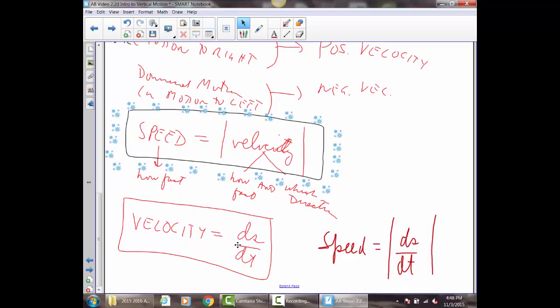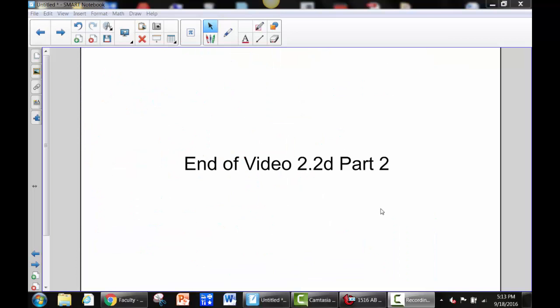So the velocity is the rate of change or the derivative of the position with respect to time. The speed is the absolute value of that. And that's the end of video 2.2D, part 2.